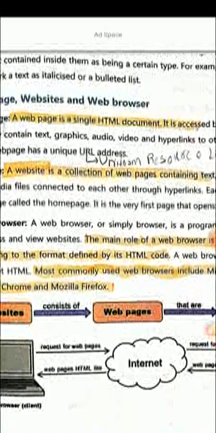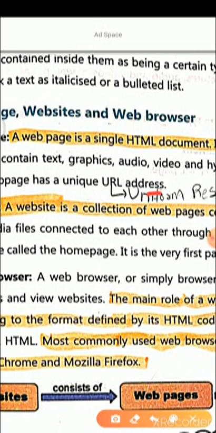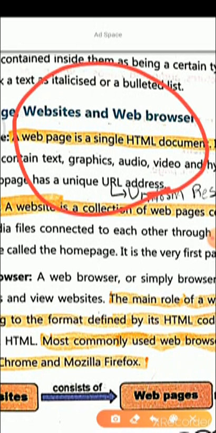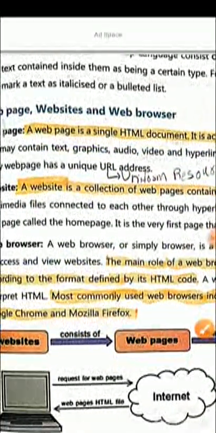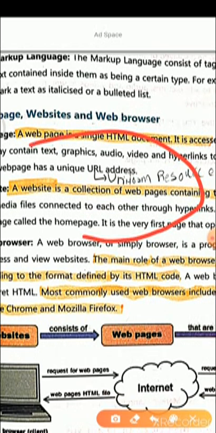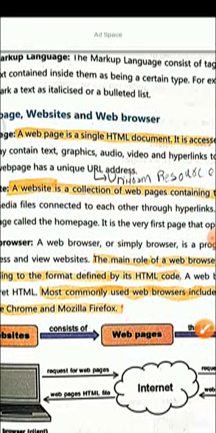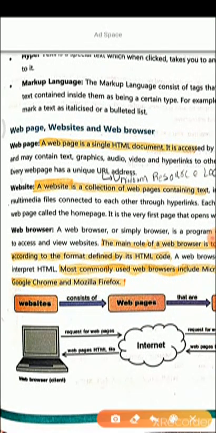So what are web pages? As you all know, a page is a part of a book, a page is a part of a notebook. In the same way, a web page is a part of a website. A web page is a single HTML document. And what is a website? If pages are collected, a book or notebook will be created. In the same way, if web pages are connected, a website will be created. So what is the definition? A website is a collection of web pages.